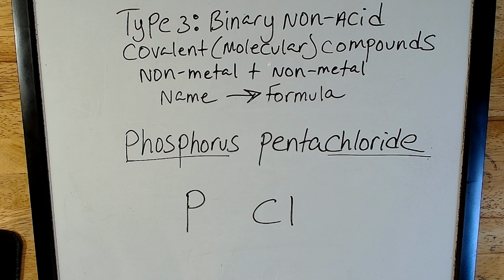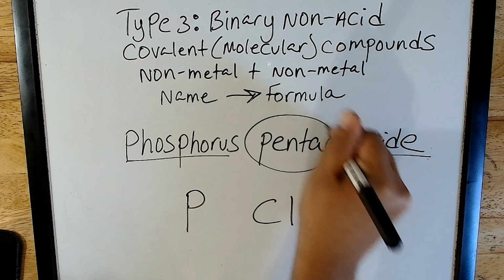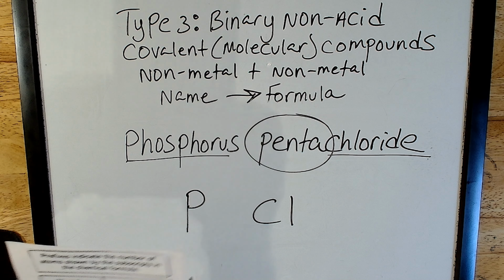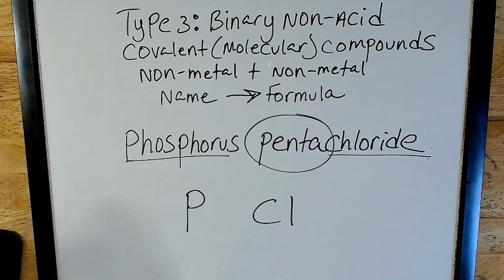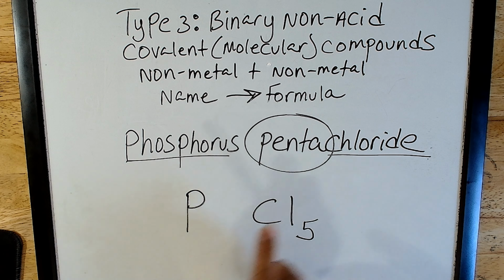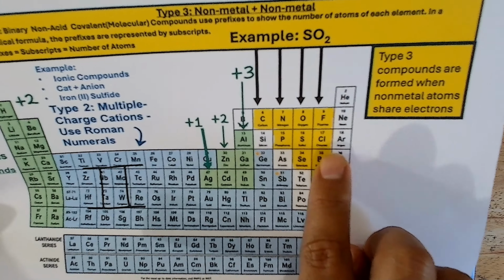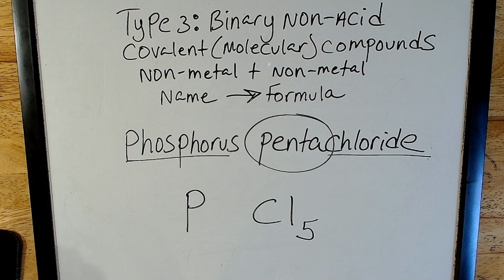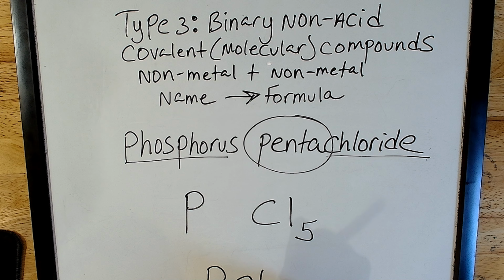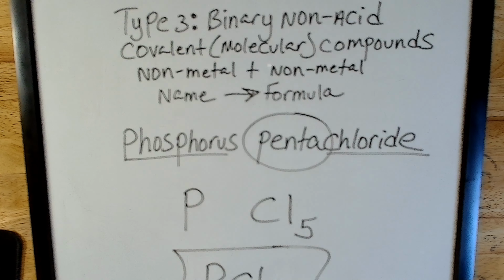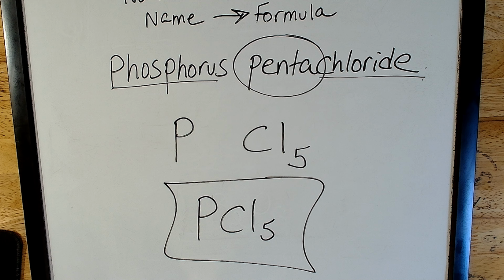Now we need to identify the prefixes. There's no prefix here. There's a prefix there. Penta, remember, represents the number 5. And by the way, whenever you look at this, notice that you have 2 nonmetals, phosphorus and chlorine. That's how you know that it's a type 3. And the last step is just to combine everything. So my chemical formula would be that.